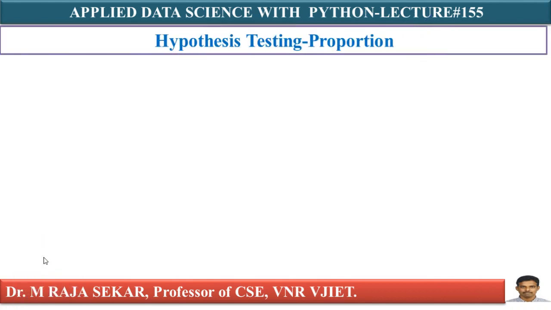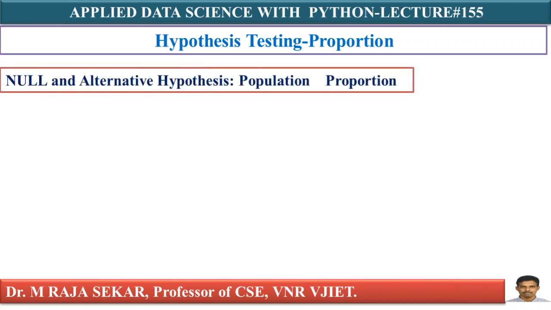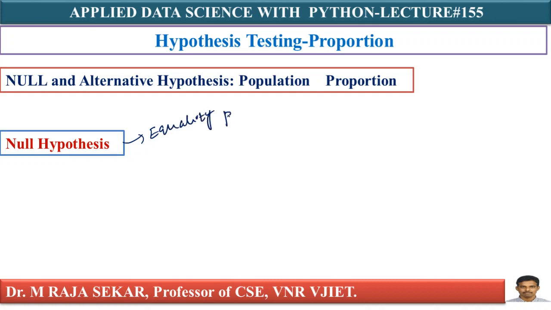In this lecture, we will try to understand hypothesis testing for proportion: null and alternative hypothesis, population proportion. We already discussed what null hypothesis and alternative hypothesis are in previous lectures. The equality part, you must always understand, the equality part of the hypothesis always appears in the null hypothesis.